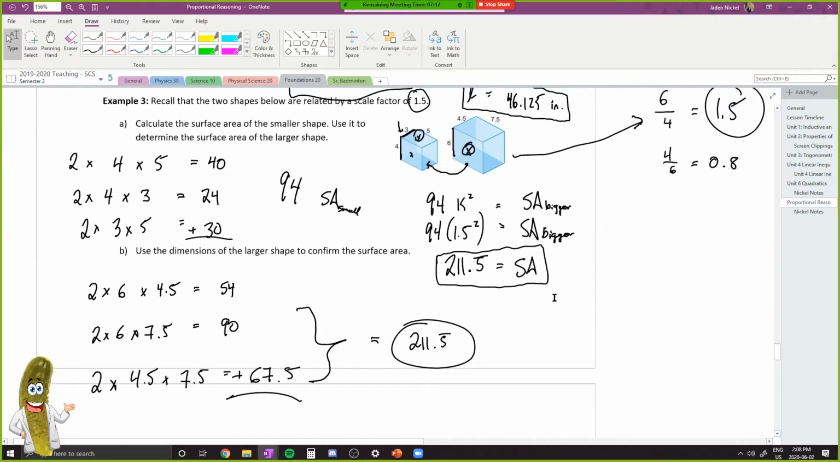Does anyone have any questions about area before we transition to volume? Cool. Let's transition to volume then.